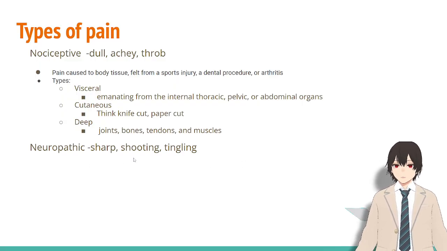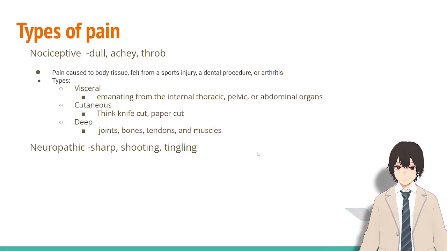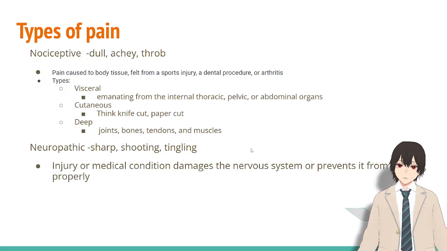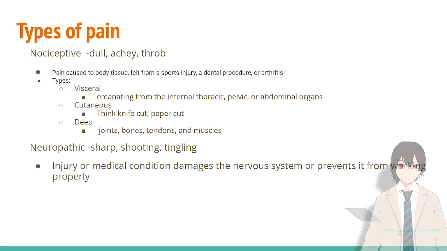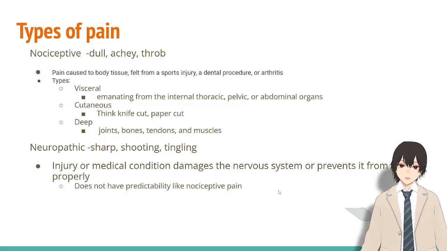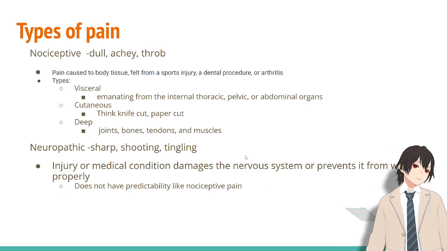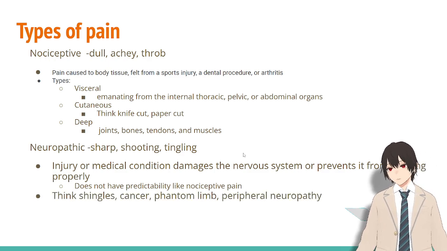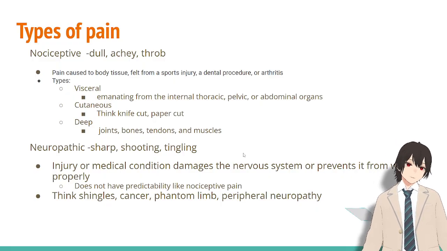Neuropathic is often described as sharp, shooting, and tingling. So it's this burning sensation, okay? It's usually due to damage from the nervous system, or if there's something preventing the nervous system from working properly. It's not as easily predictable like nociceptive pain, right? Nociceptive pain, if you break your ankle, yeah, it's going to hurt, right? So think of things like shingles, cancer, phantom limb pain, peripheral neuropathy. These come and go, right? They may sometimes always be there, but sometimes they may come and go.